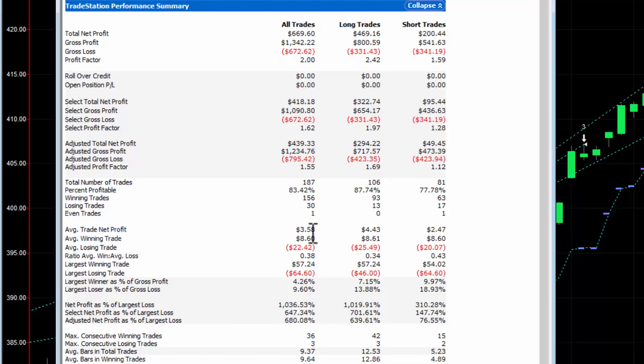The most important number is this one, the average net profit per trade, because the more we make on an average net profit, the more we could scale up with compounding. Now, this is per share, the average net profit per share per trade. So that's why I like to only put on one share, because then we know we make $3.58 a share. So if you want to trade 100 shares, you can do the math.